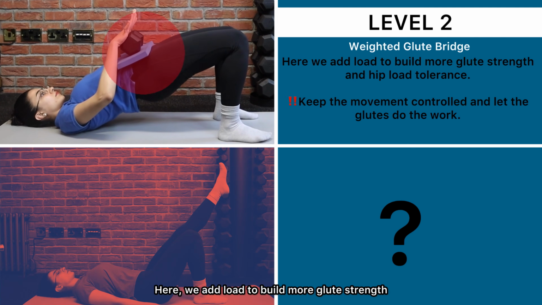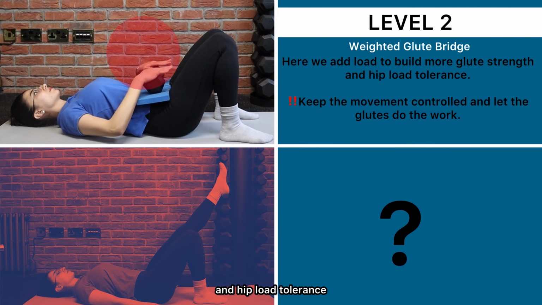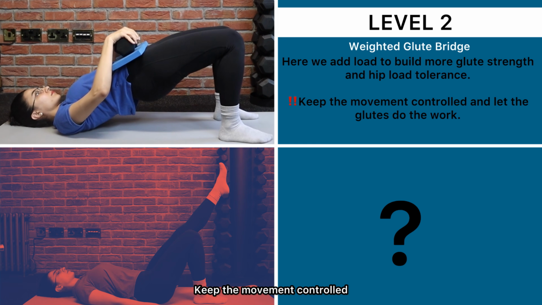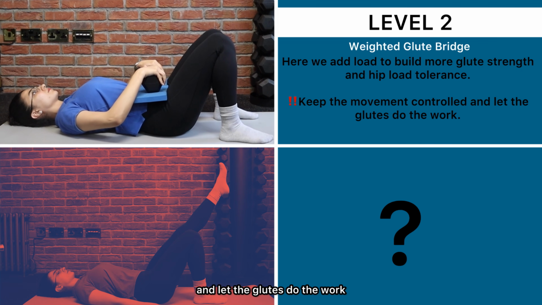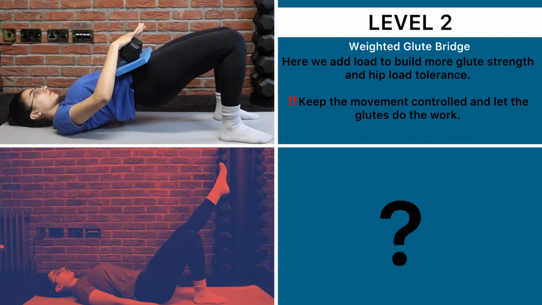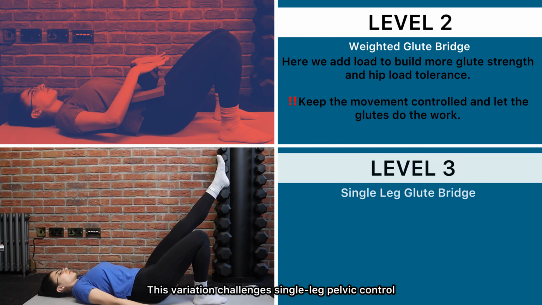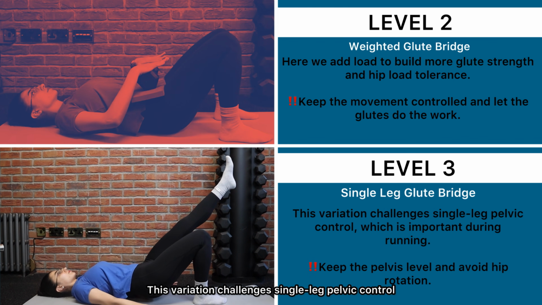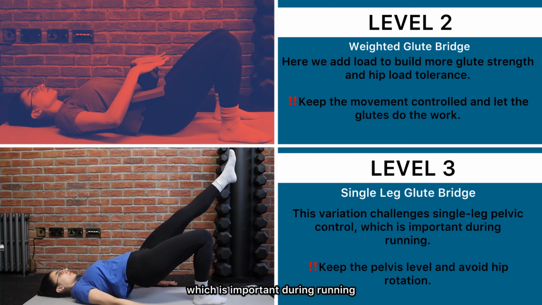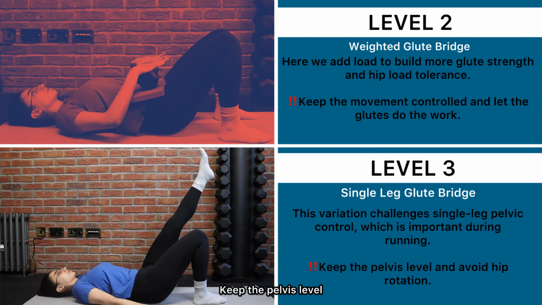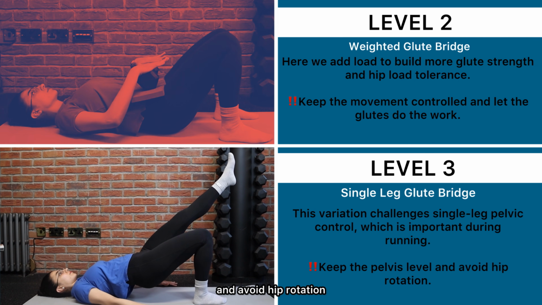Here we add load to build more glute strength and hip load tolerance. Keep the movement controlled and let the glutes do the work. This variation challenges single leg pelvic control, which is important during running. Keep the pelvis level and avoid hip rotation.